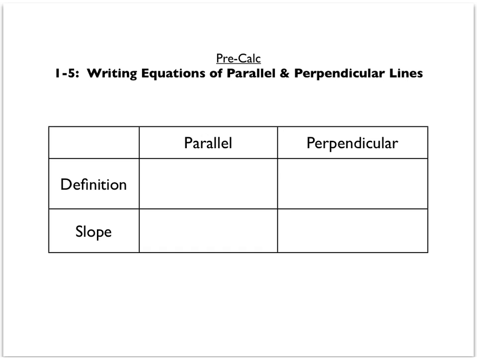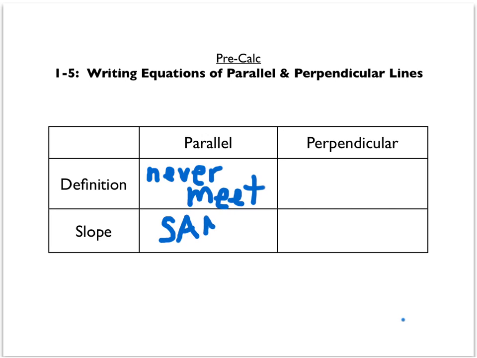So if we were talking about a definition of a parallel line, of course, we would say that these are lines that never meet. Okay, and of course the slope of parallel lines are the same, and of course that's why they never meet.